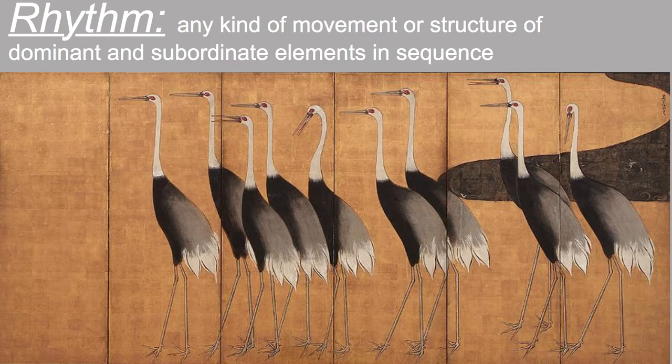Next, we'll be talking about rhythm. We touched a little bit on repetition, and we touched a little bit on pattern. Rhythm is very similar and very much tied in with pattern and repetition. Rhythm is any kind of movement or structure of dominant and subordinate elements in sequence. In this particular painting, you can see that by repeating all of these birds against each other, we get a sense of rhythm. There's movement in their legs, and there's movement in their beaks.